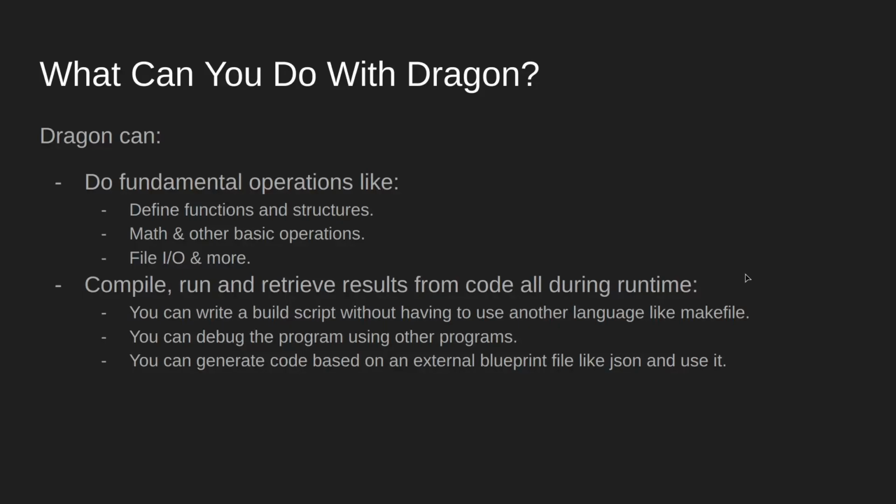But what I think separates Dragon from other programming languages is the ability to compile with Dragon code, compile, run, and retrieve results from code all during runtime. In other words, a Dragon program compiling another Dragon program, running that Dragon program, and getting results from that Dragon program using Dragon. Kind of crazy, but it allows you to write a build script without having to use another language, for instance, Makefile.